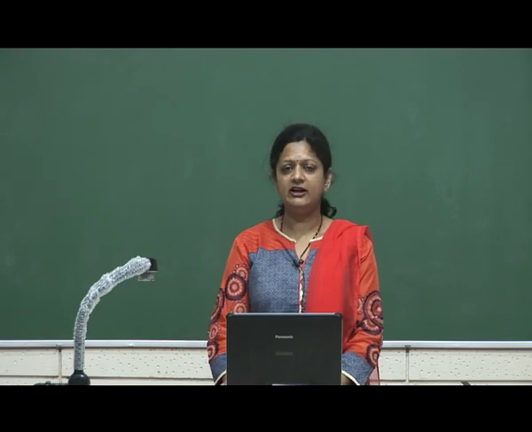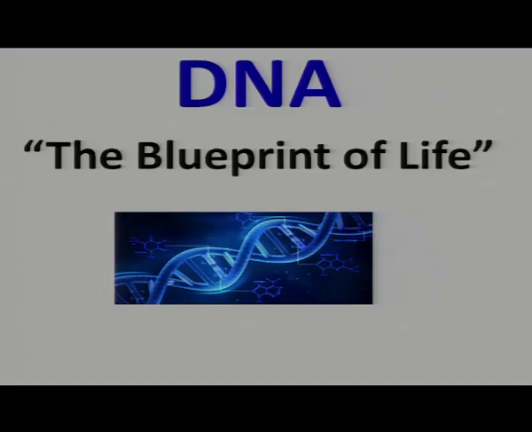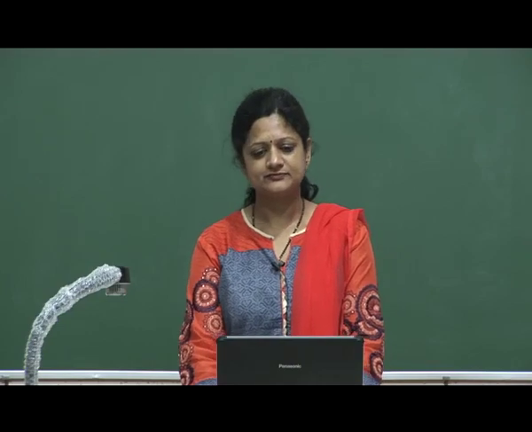So, as we know that DNA is blueprint of life. What is the meaning of blueprint? Blueprint means whatever the cell has to perform, whatever activity the cell has to perform, that is under the control of the DNA. That means DNA directs the cell when the cell has to divide, when the cells have to undergo reproduction and other activities. That is why DNA is called the blueprint of life.